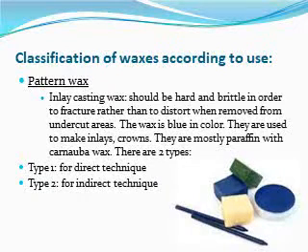Classification of the wax according to the use. عندنا pattern wax اللي نستخدمه بالinlay casting wax. من صفاته يكون should be hard brittle حتى in order to fracture rather than to deteriorate when removed from the undercut area. الواكس يكون دائما blue in color and they are used to make inlay crown, and they are mostly paraffin with the carnauba wax. عندنا two types اللي هي type 1 for direct technique and type 2 for indirect technique.